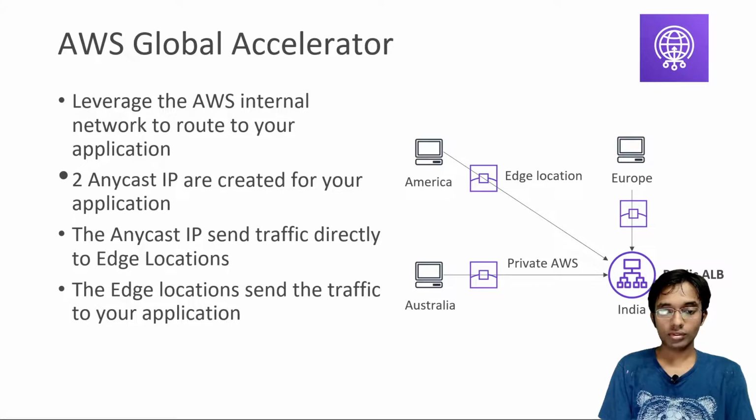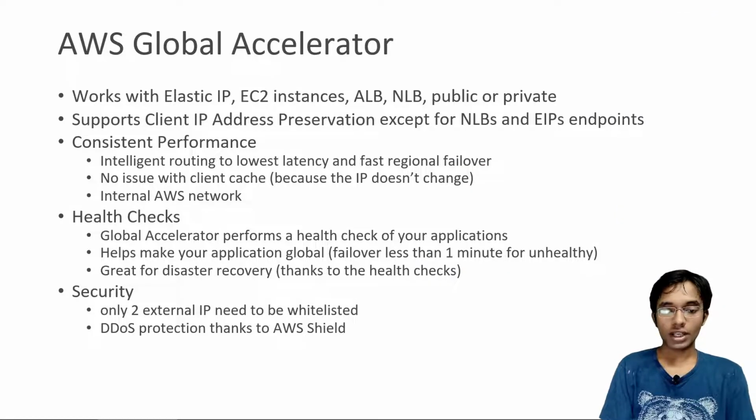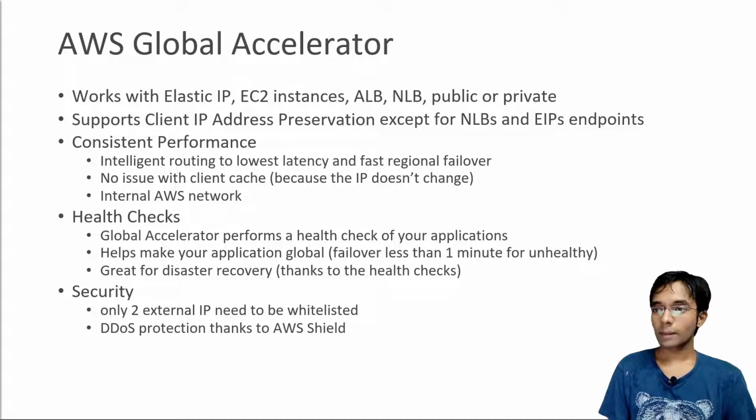So now for the targets. Targets can be elastic IP, EC2 instances, ALB and NLB, public or private. It supports IP preservation of your clients except for the network load balancer and the elastic IP endpoints. So this is something you need to know for the exam. Client IP address preservation works for everything except the NLB and the elastic IP endpoints.